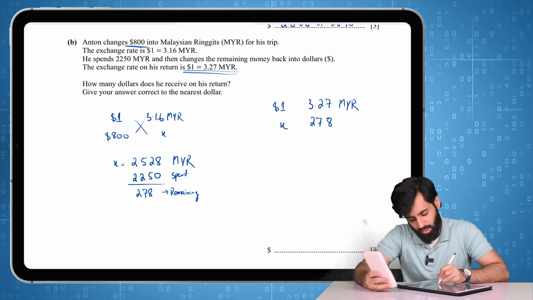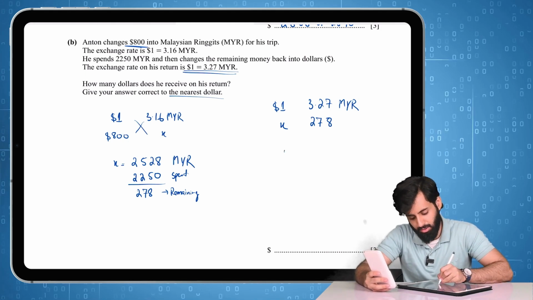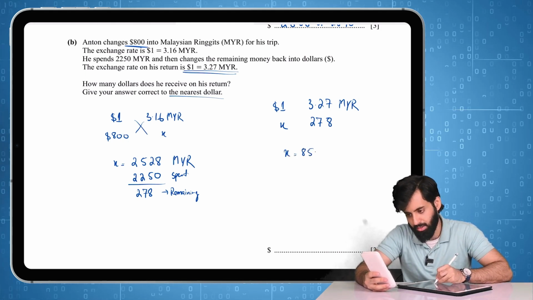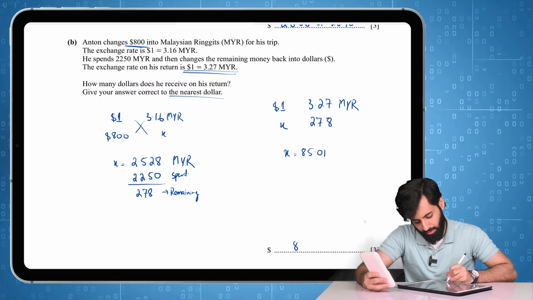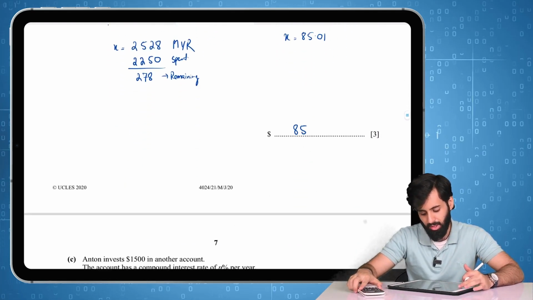So he gets 85.0. But remember, if you read the question here, it says give your answer correct to the nearest dollar. So I'm looking at 85.01, which, correct to the nearest dollar, is obviously going to be 85.